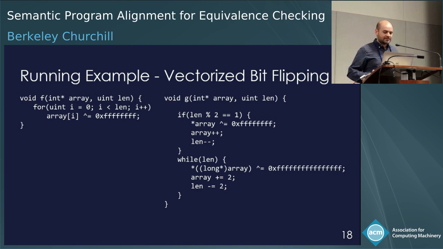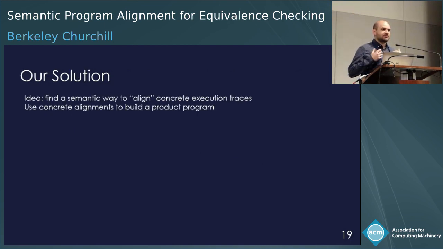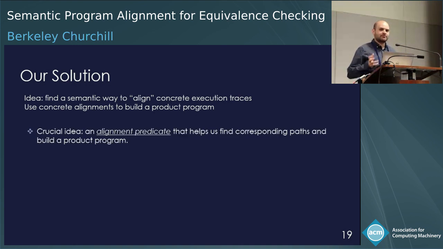So we have a data-driven solution. The idea is that we run these programs on concrete inputs, and we see these execution traces. And we come up with a semantic way of aligning these execution traces to find corresponding control flow paths between the two programs. And then we use that to go and build a product program. The key idea in doing this is this idea of an alignment predicate. The alignment predicate is a weak invariant that helps us find corresponding paths, even if we don't have any kind of syntactic correspondence between these two programs a priori.